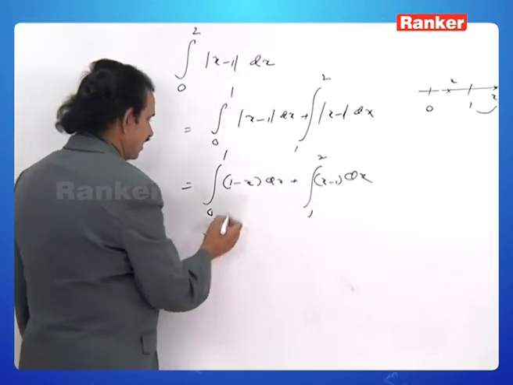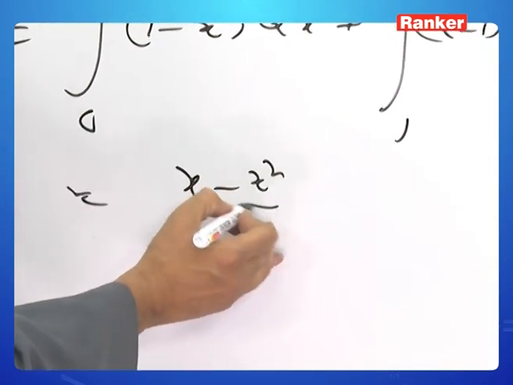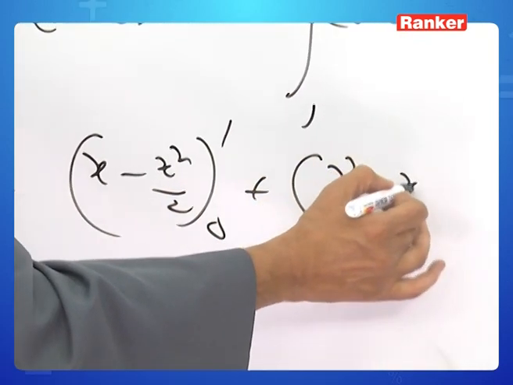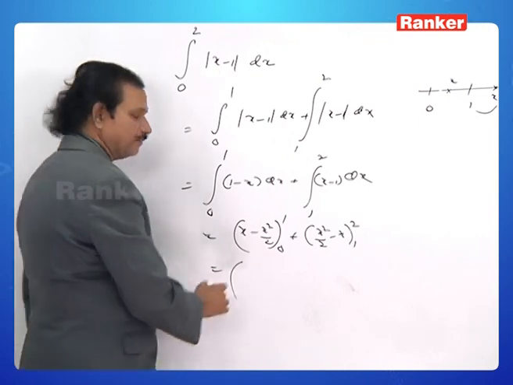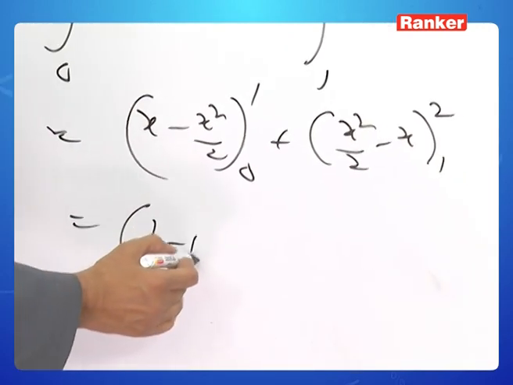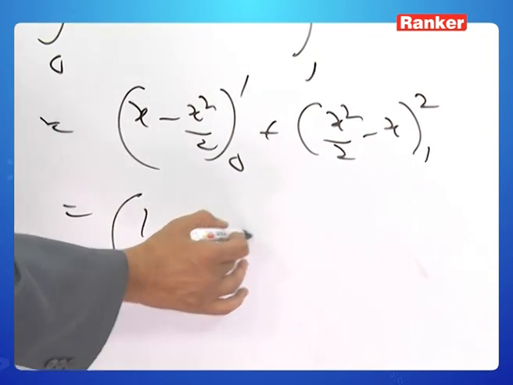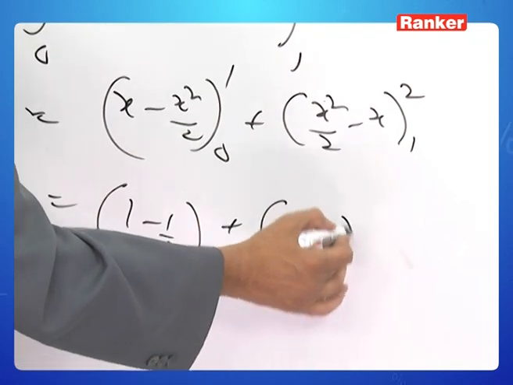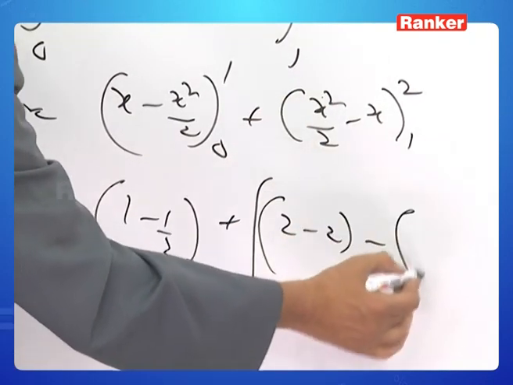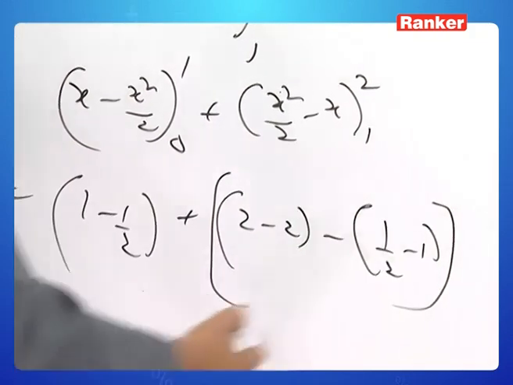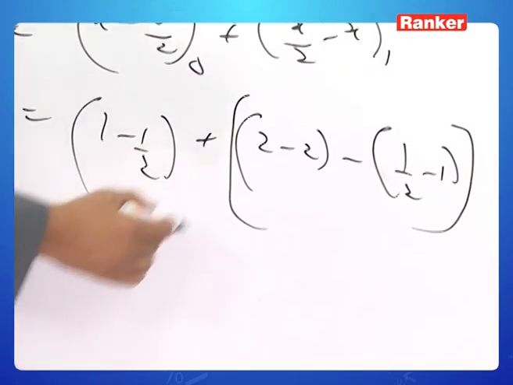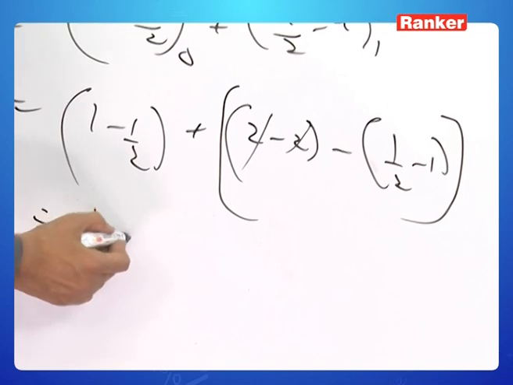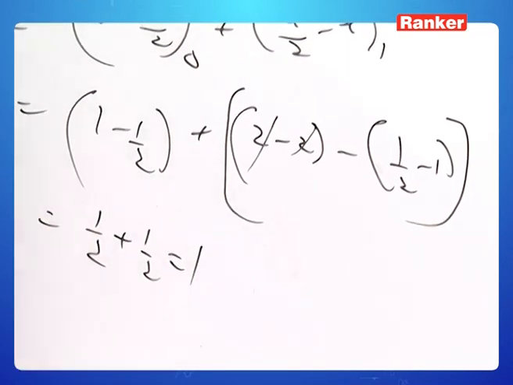Therefore, it is x minus x square by 2 between the limits 0 to 1, and x square by 2 minus x between the limits 1 to 2. If you take x equal to 1, it is 1 minus half, 0 is 0, plus if you take 2, 2 square by 2, 4 by 2 minus 2. If you take 1, 1 square by 2, 1 by 2 minus 1. 1 minus half is half, 2 minus 2 is 0, half minus 1 is minus half, which is plus half. Half plus half is the answer, 1.